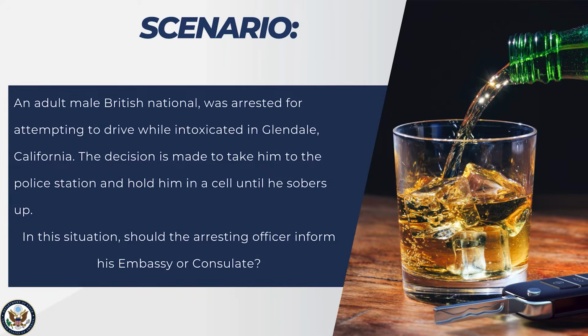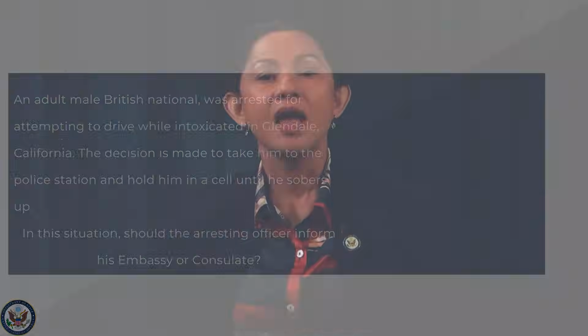So, going back to the scenario of the intoxicated British national we mentioned at the beginning of the session. Now that we have discussed when to notify, you can probably guess what you should do. Because you took him to the police station to sober up, and since the United Kingdom is a mandatory notification country, you should notify the United Kingdom Embassy or the nearest consulate, even if the individual will be released after a few hours. As for how you notify the consul, we list contact information for all foreign embassies and consulates in the United States on our website, which we'll provide the link for later.